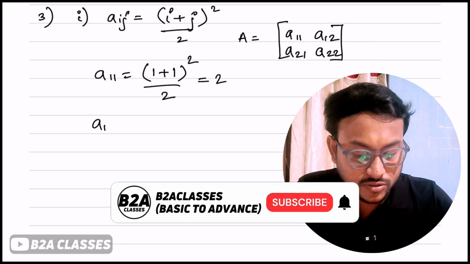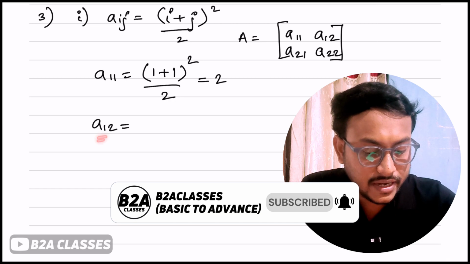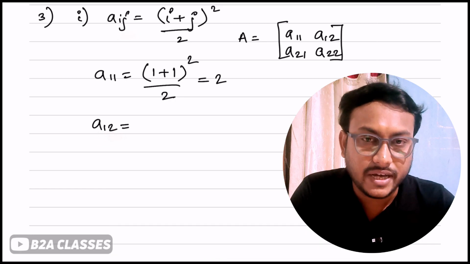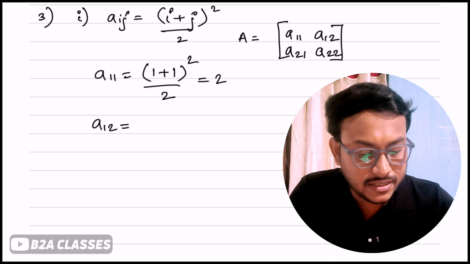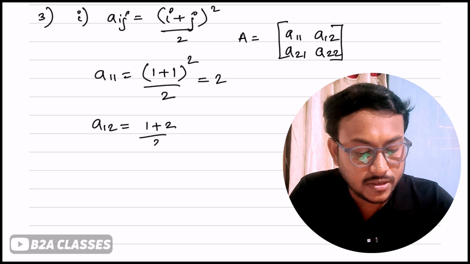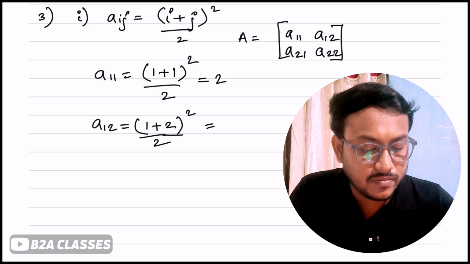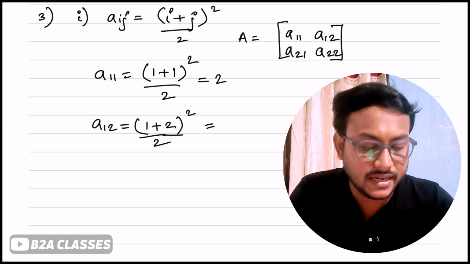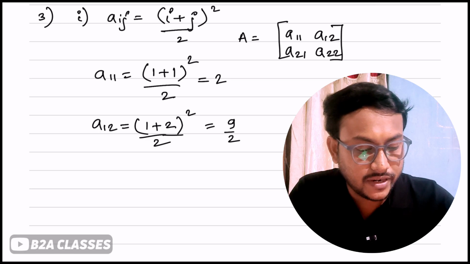Next element is A12. Now here in place of i there is 1 and in place of j there is 2. So we have to substitute 1 in place of i and 2 in place of j. On substituting, what will we get? 1 plus 2 divided by 2. Sorry, (1 plus 2) whole square divided by 2. Now (1 plus 2) square is 3 square, which is 9. 9 divided by 2 will be the element A12. Next we have to find A21.